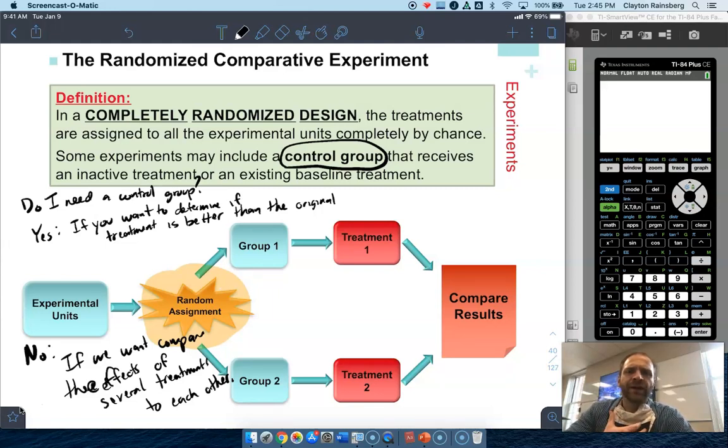It's when I want to determine if it's better than the original that I'm going to need a control group for it. And this is really what a completely randomized design looks like.